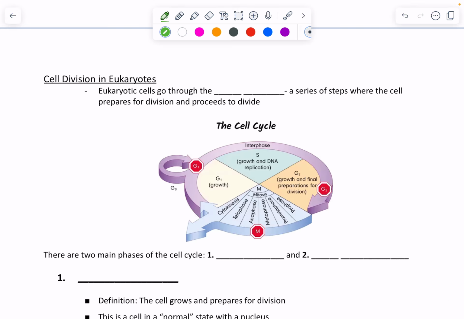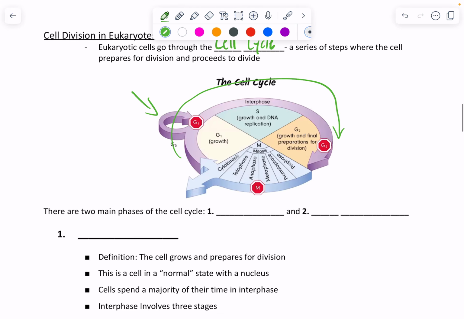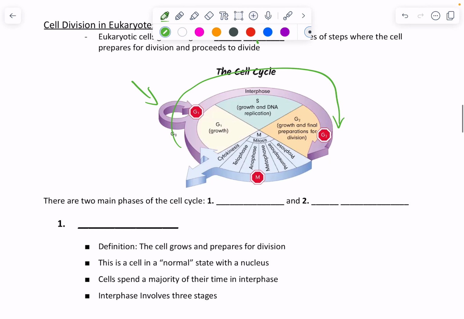So it doesn't get a lot more complicated for prokaryotes. Eukaryotes is where it is more complex. And so eukaryotic cells go through this cell cycle, which is the life cycle of a cell, a series of steps where the cell prepares for division and proceeds to divide. We need to know this graph, or this model here of the cell cycle. I would remember the steps in order, which ones are in interphase, which ones are in cell division or the M phase, and what they do, and also what they look like on the cells. So the entirety of the cell cycle is made up of two steps. We say interphase, and then cell division.